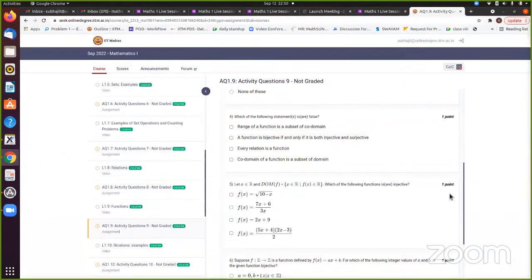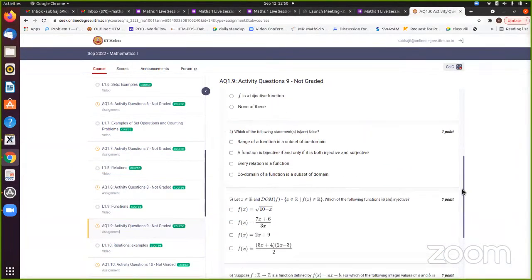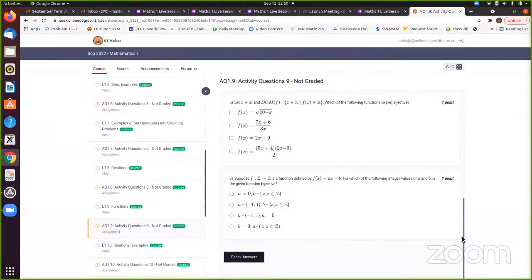So today I think I have discussed all these problems. So I think you should try something. This I have discussed right now. So here it is from Z to Z, only integer to integer, not the whole real number. So for which of the following values is the given function bijective? So you should check it. I will suggest you check it once and then I will discuss it next day.